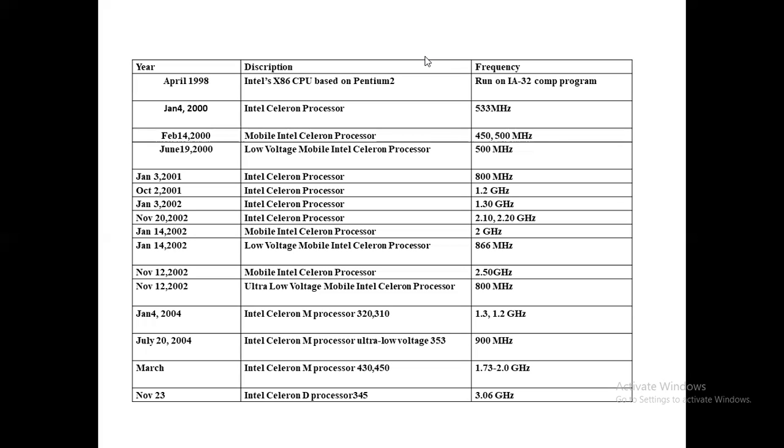gigahertz. In November 20, Intel Celeron processor was developed, which is having a frequency in the range of 2.10 to 2.20 gigahertz. In the next year, or better to say the same year, January 14, mobile Intel Celeron processors are developed, which is having 2 gigahertz.